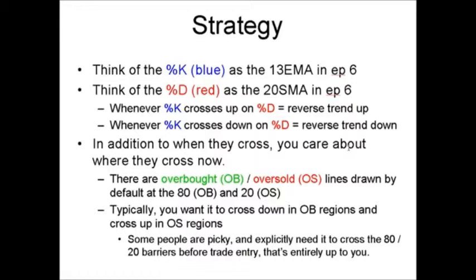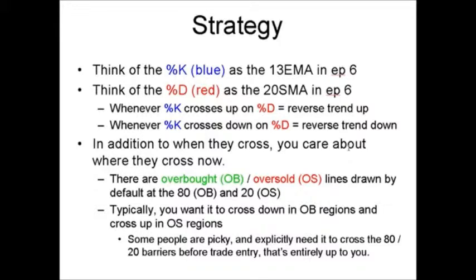Now, for those of you that trade stocks, you may have seen this because most stock charts have the RSI, which is the relative strength index. So that's where these numbers are, most of these indicators have the levels there. Typically you want it to cross down when it's in the overbought regions and to cross up when it's in the oversold regions. And now for me, it doesn't really matter where it crosses.